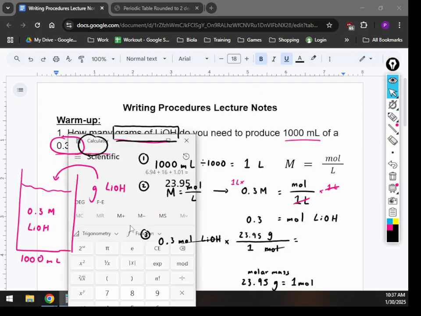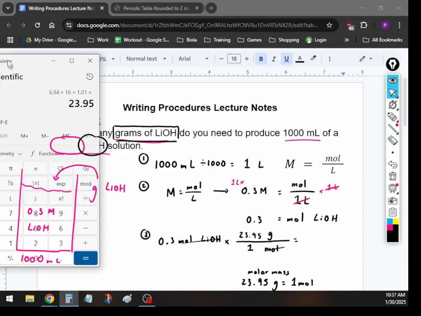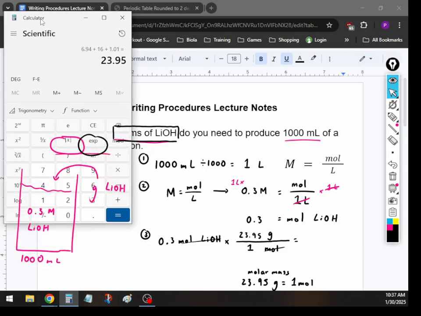And so for our math, pretty simple. All we need to do is multiply the two numbers together. So we're going to do 0.3 times 23.95, and for our final answer, we will get 7.185 grams of LiOH.